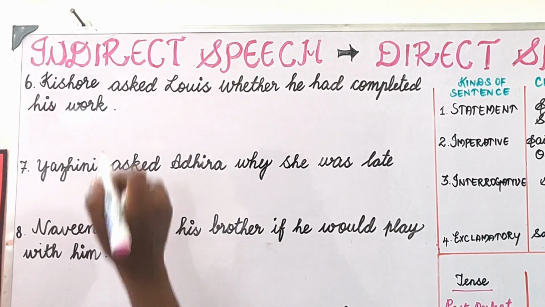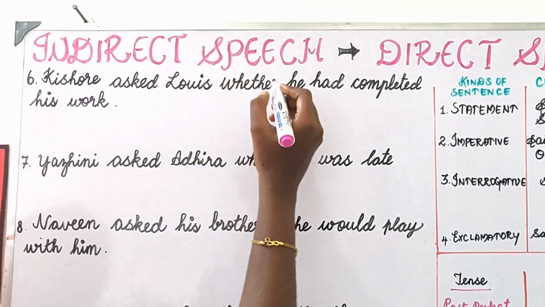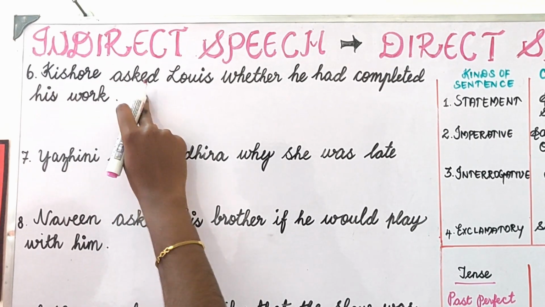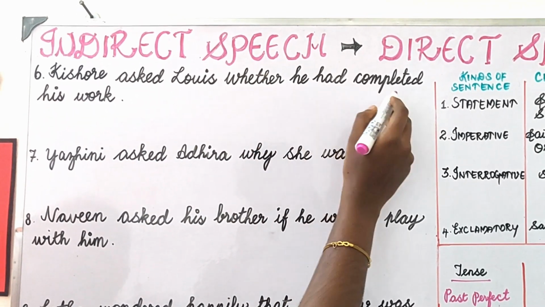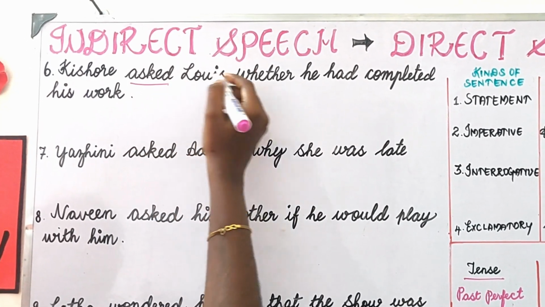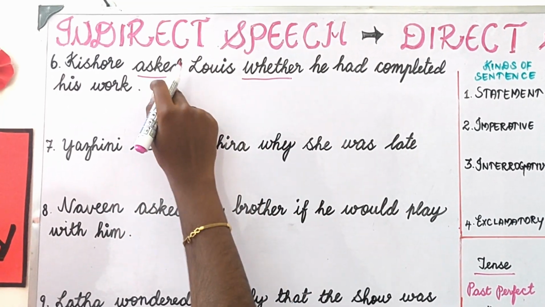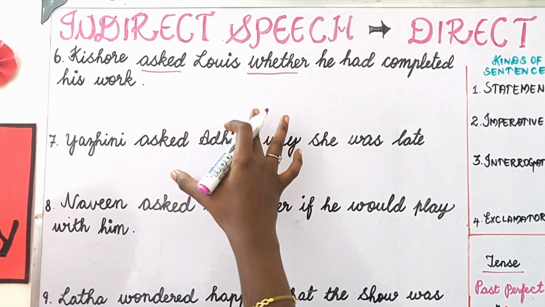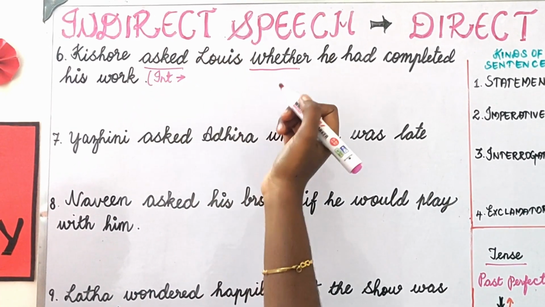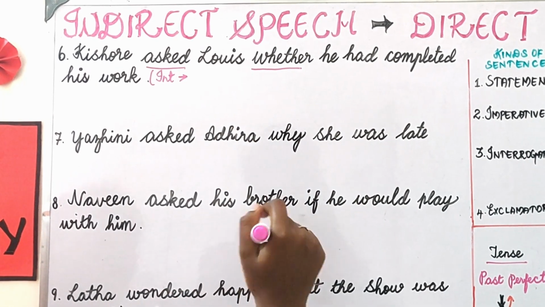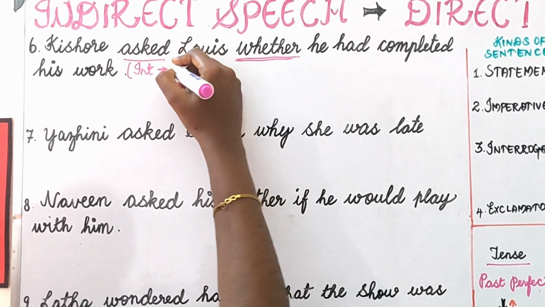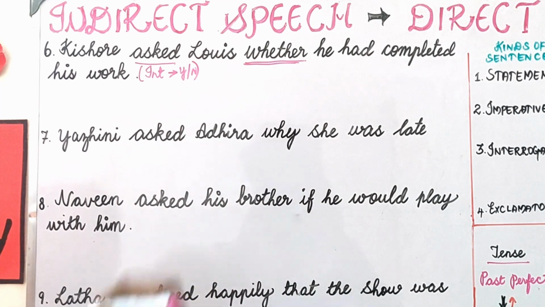Coming to the next sentence, Kishore asked Louis whether he had completed his work. I repeat, Kishore asked Louis whether he had completed his work. So what is the reporting verb? Asked. Then what's the conjunction? Whether. So by this asked you could easily understand what type it is? Interrogative type. And in interrogative type, there are two kinds, no? One is WH and another is yes or no. So by this whether you can easily understand that it is yes or no type question.